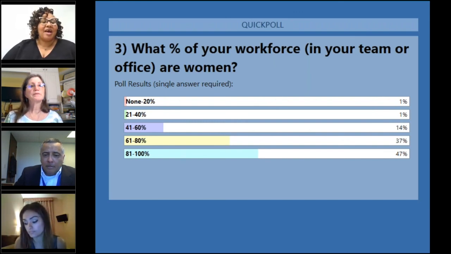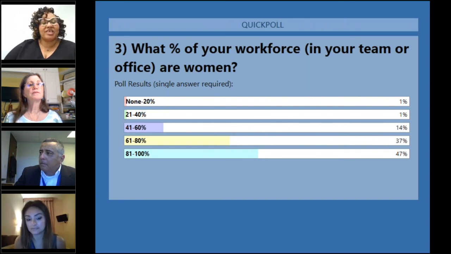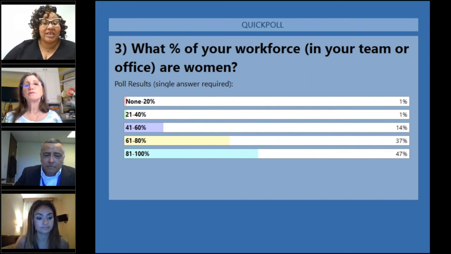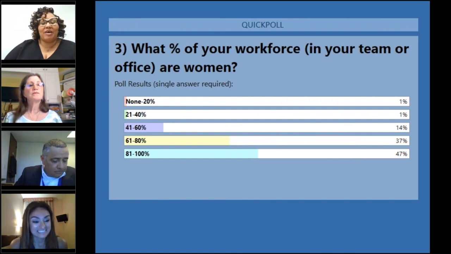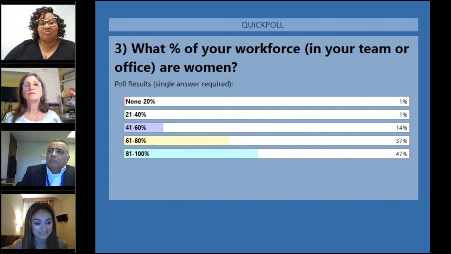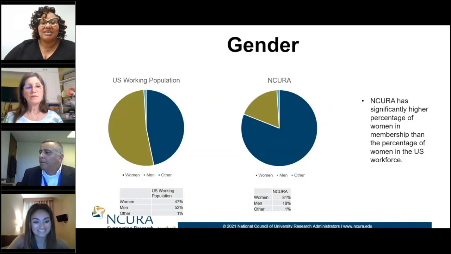Thank you both for that. Now, for our poll number 3, what percentage of your workforce in your team or office are women? And as we expected, 84% are women. So that aligns very closely with what Jennifer has for Rasper's data. It aligns very closely with what Incura has for profile data. So it's very interesting to see those responses and how it confirms what we already know.